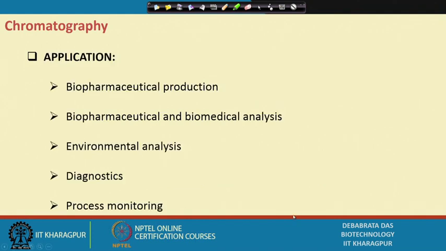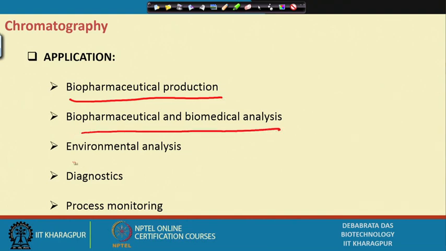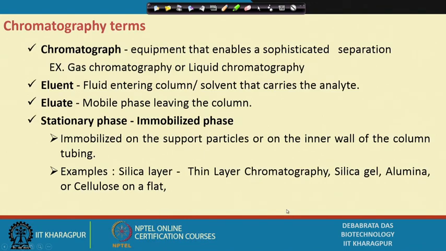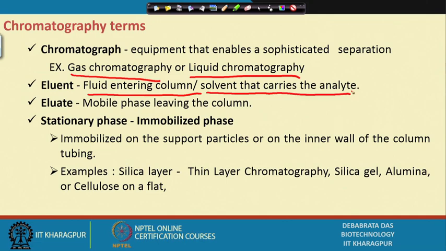Now, we have several applications. We have biopharmaceutical production, biopharmaceutical and biomedical analysis, environmental analysis, diagnosis and process monitoring. It is used for different purposes. We have different types of chromatography. We have gas chromatography and liquid chromatography. In gas chromatography the eluent is a gas, and in liquid chromatography the eluent is a liquid. The eluent is the fluid that enters the column, or the solvent that carries the analyte.